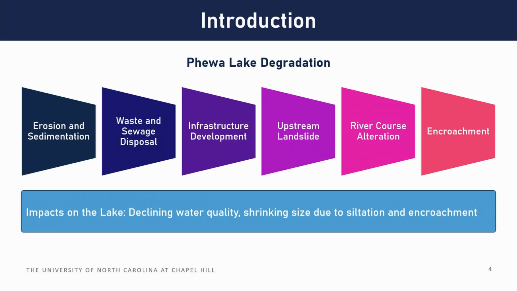However, the watershed ecosystem has been degrading due to a number of factors such as erosion and sedimentation, waste and sewage disposal, infrastructure development, landslide, river course alteration, and encroachment, which is leading to a decline in the water quality of the lake, as well as shrinking in the lake area as well as the volume.